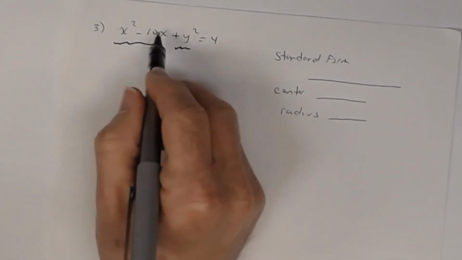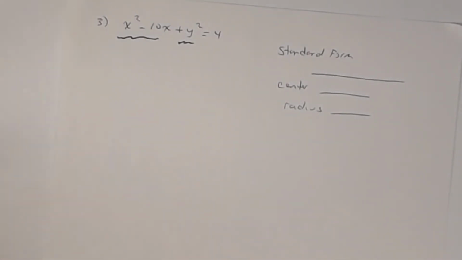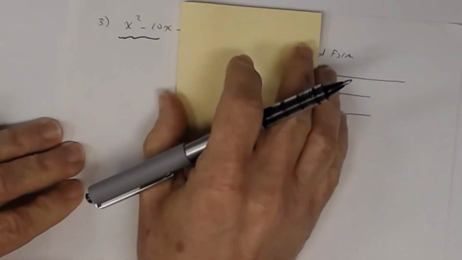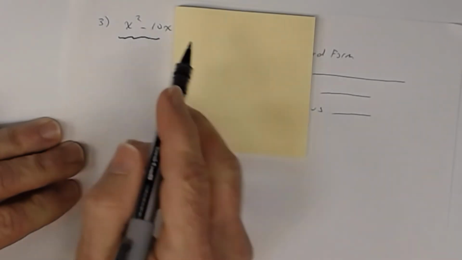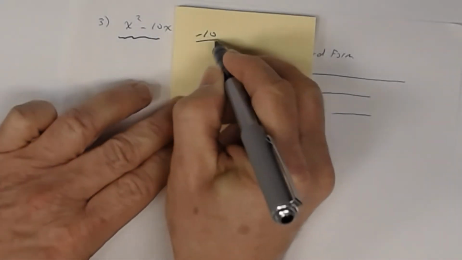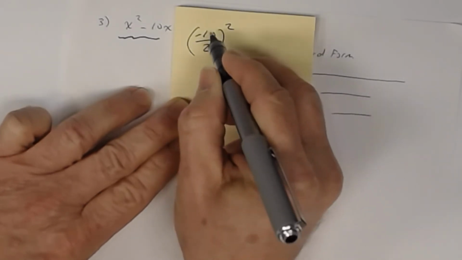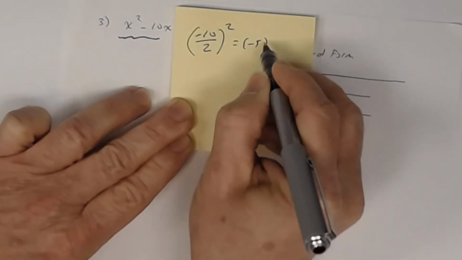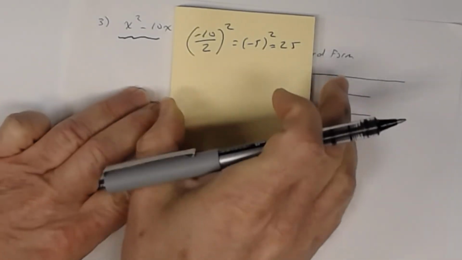All right, so let's do the x's first. And sometimes it helps if you kind of cover up some parts here. So we're going to take the coefficient of x, which is negative 10. You can divide by 2. Whatever that is, you're going to square it. Negative 10 divided by 2 is a negative 5. A negative 5 times itself is a positive 25. So that's what you're going to add to both sides.